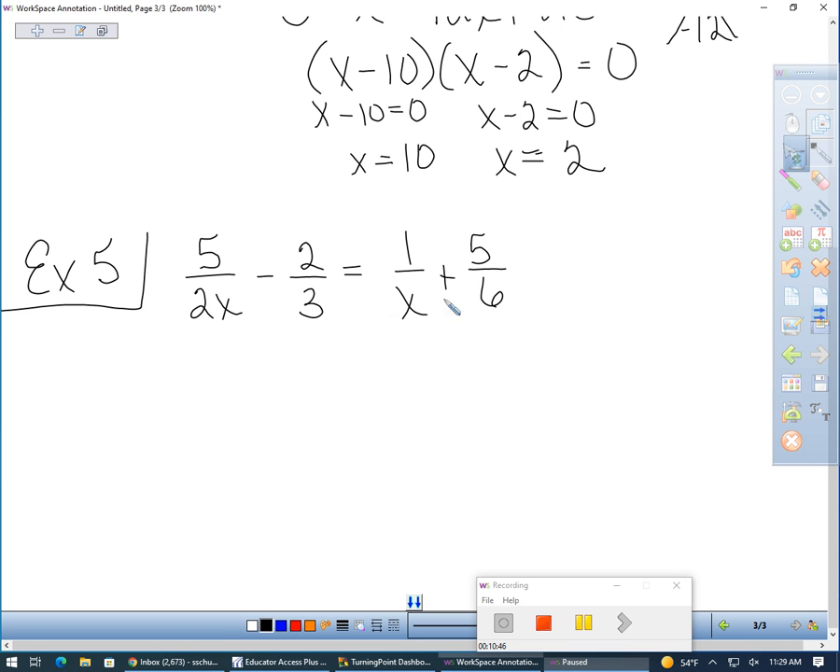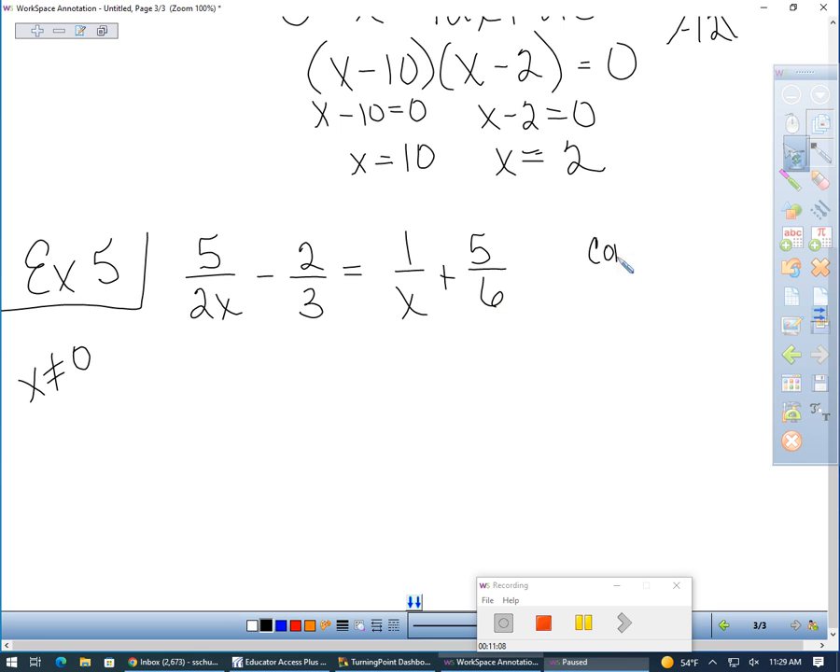All right, if you look at this whole thing, first let's state our restrictions. We have x cannot equal, and in the first one we have an x right here. What would make this denominator 0 is if x equals 0. And we also have a variable here. We have an x. That too would make the denominator 0.